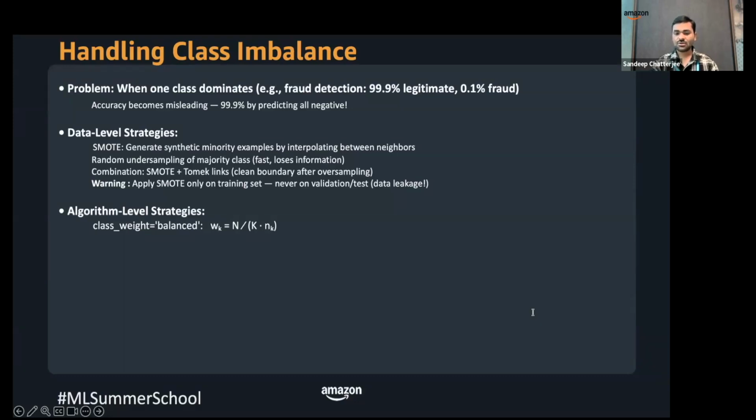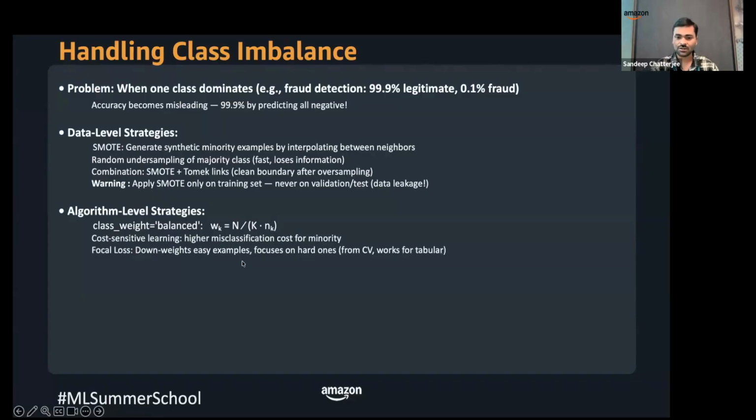And you can also use focal loss. Originally popularized in computer vision, this function dynamically down-weights the easy examples where the model is already confident, forcing it to focus all its learning capacity on the hard minority classes.